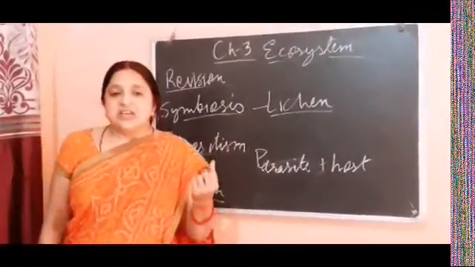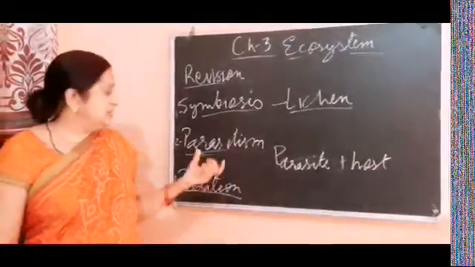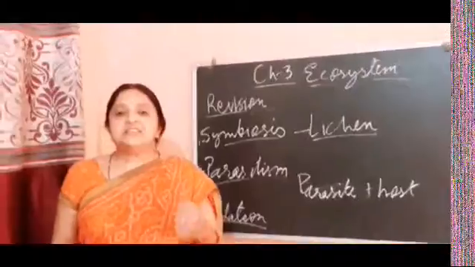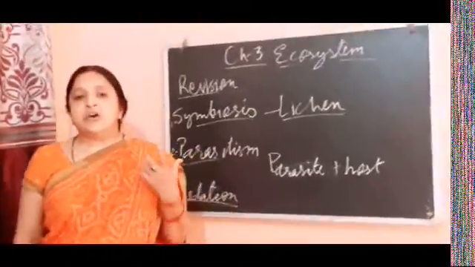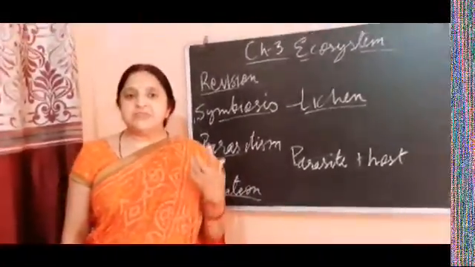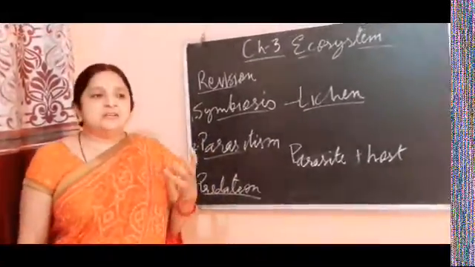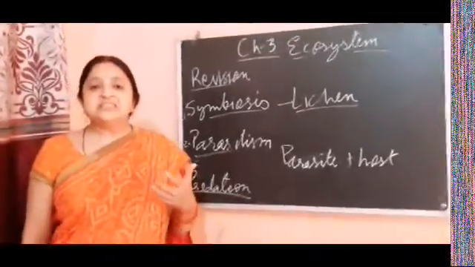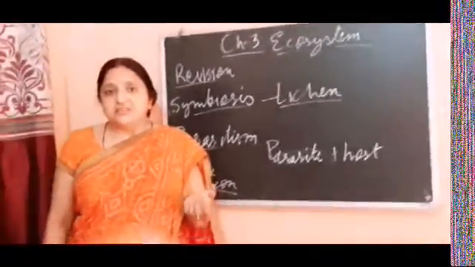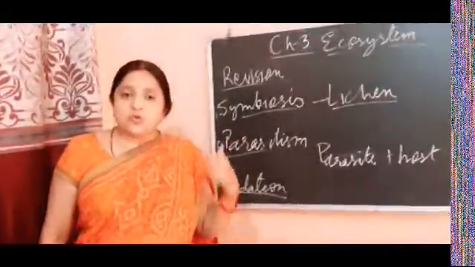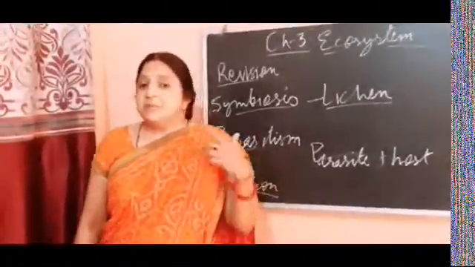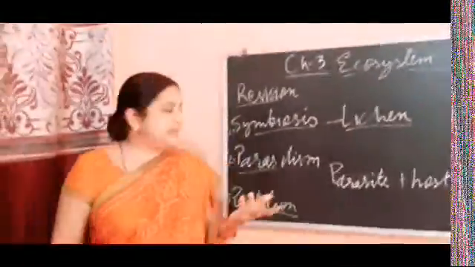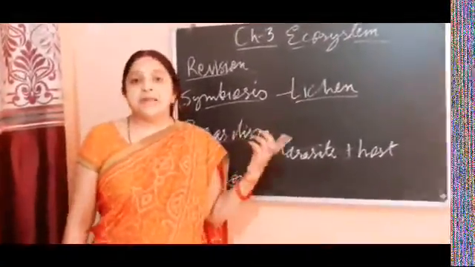Now, parasitism. In parasitism, if an organism like a worm enters our intestine and it eats or absorbs the digested food, after some time it has a bad effect on our body. It results in severe pain in our stomach. In this way, our body becomes host and that worm becomes parasite. So our body is harmed by that worm, and this relationship is called parasitism.